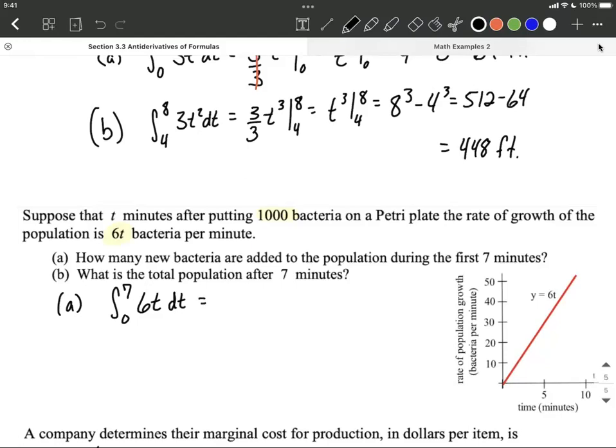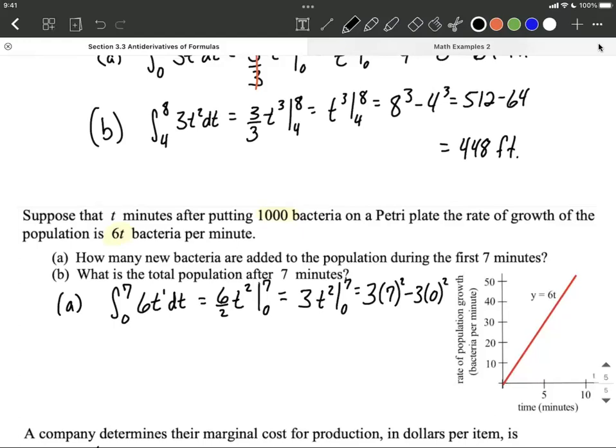To integrate, I'm going to bring the 6 along, increase the exponent from a 1 to a 2, divide by that new exponent, and then this is still evaluated between 0 and 7, so those bounds go at the end. This will reduce to 3t squared, evaluated from 0 to 7. At this point, we fill in the upper bound, the 7, first for t, and then fill in the lower bound, the 0, for the t, and subtract that away.